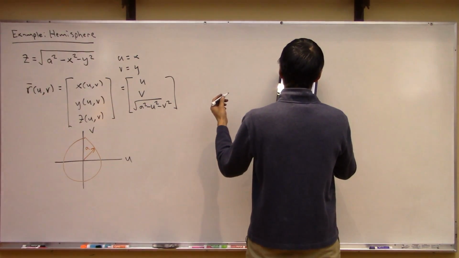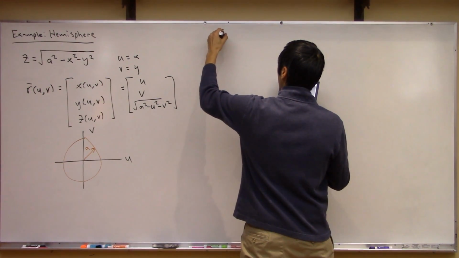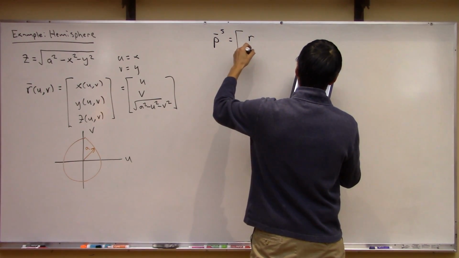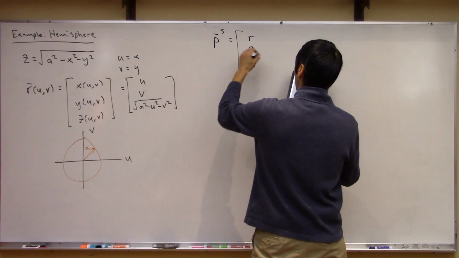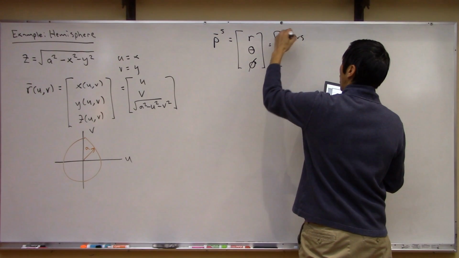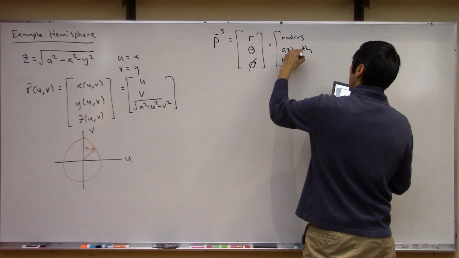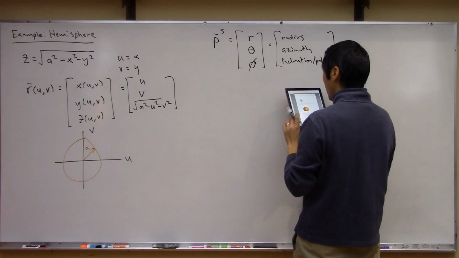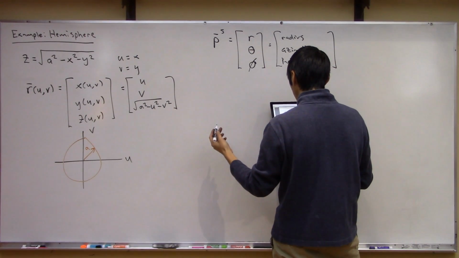So in spherical coordinates, let's go write this down. You have some location in spherical coordinates. It's typically described by a radial distance r, an azimuth angle theta, and an inclination or polar angle phi. So again, this is the radius, this is the azimuth, and this is the inclination, slash polar angle.